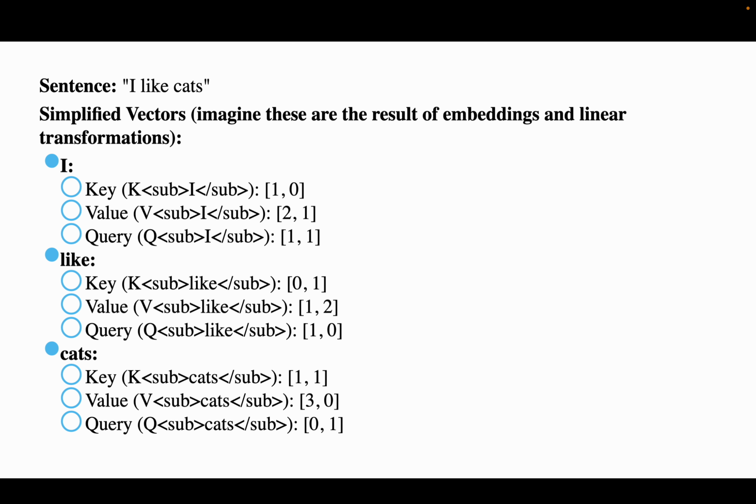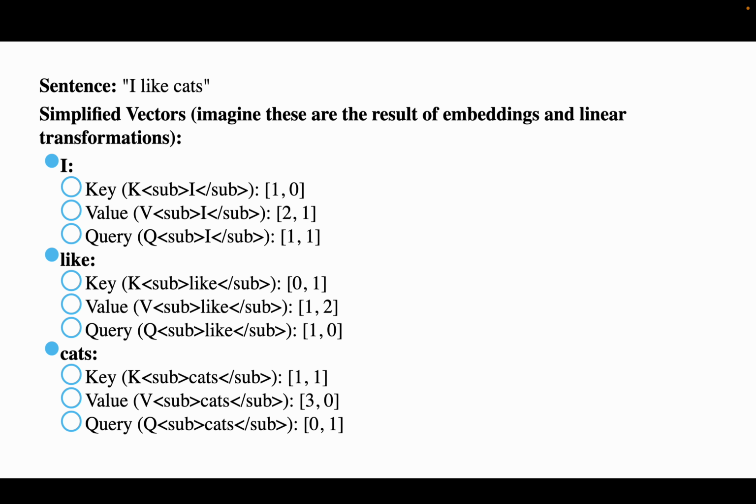Just keep these things in mind. I will move the slide forward and backward so that you can understand. But see, every word has three components: key, value and query. Fine. I has a key, I has a value, I has a query.